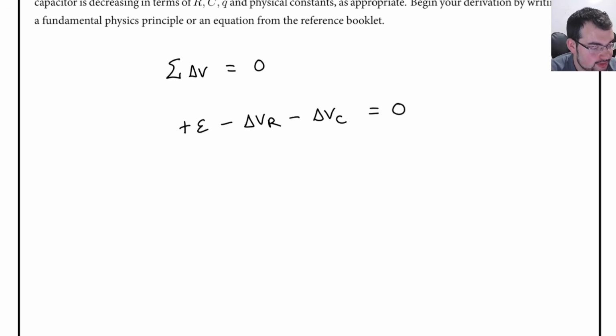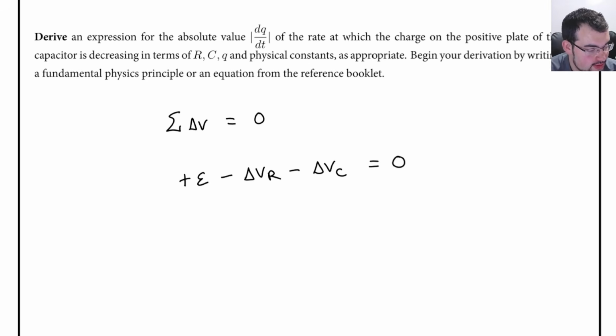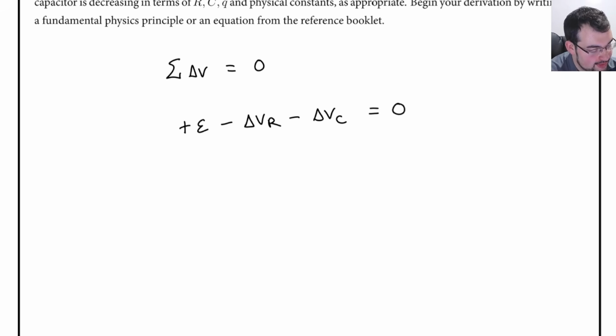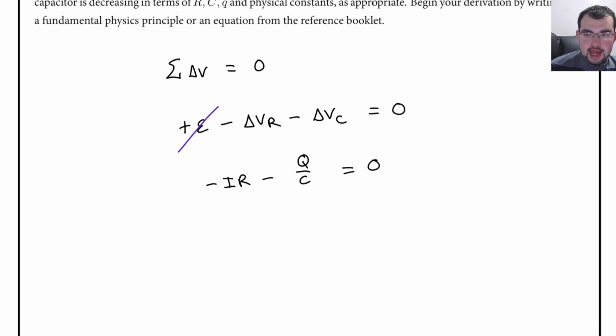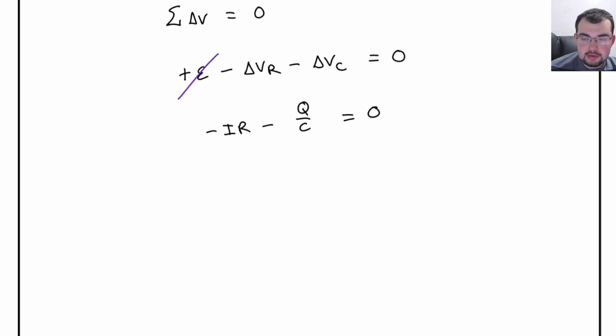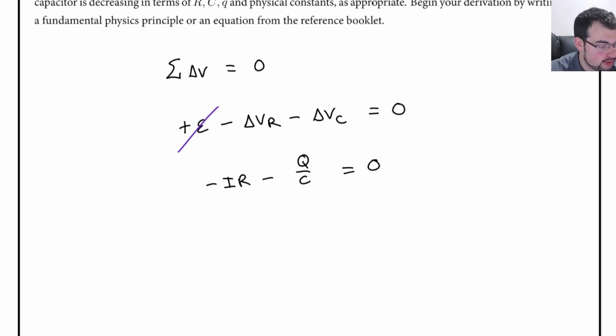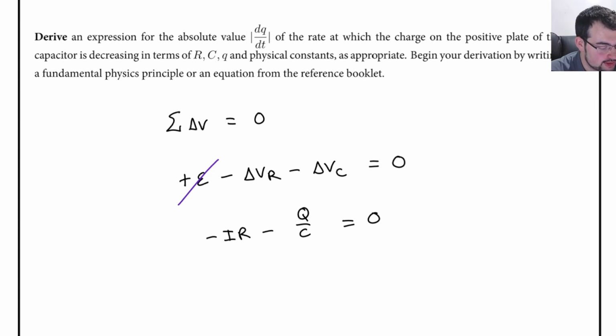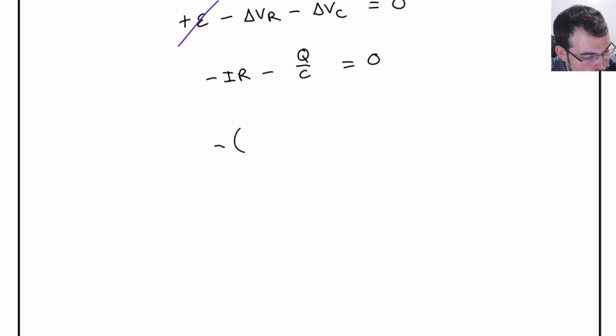So I gain some volts from the battery, I drop some volts across the resistor, I drop some volts across the capacitor, and then I'm at 0. But oh wait, I don't have a battery, there's no source term in this problem. Voltage across a resistor is IR. Voltage across a capacitor is Q over C. And then we can figure out that we need the rate at which the charge is decreasing. Well, the rate at which the charge is decreasing, dq/dt, that's just I. So I can replace I with dq/dt.